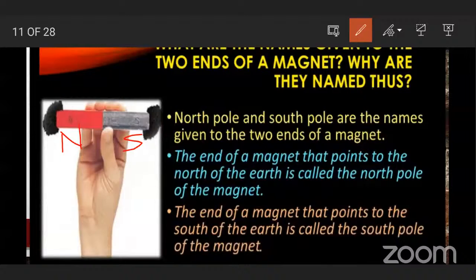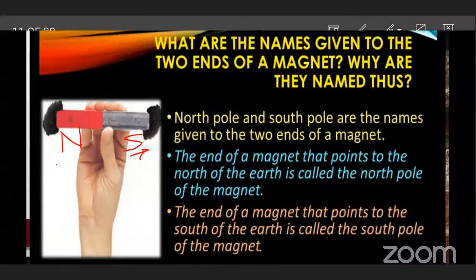Because the end of a magnet that points to the north of the earth is called the north pole of the magnet. This north pole points to the north of the earth, so it is called the north pole of the magnet. And this is the south pole. The end of a magnet that points to the south of the earth is called the south pole of the magnet. This south pole points to the south of the earth and it is called the south pole of the magnet.